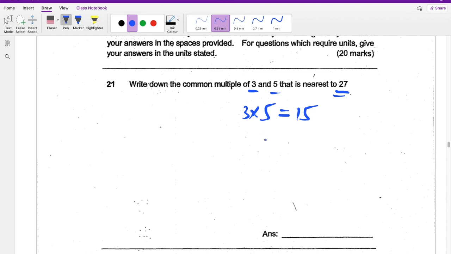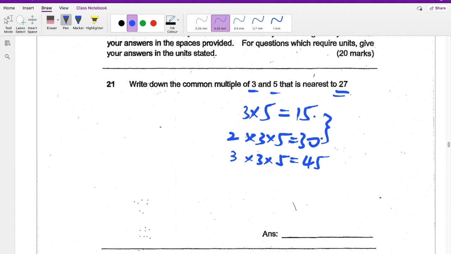So what is the next multiple of these two? We can multiply by 2, the minimum, times 3 times 5, which is 30. We see that 27 is between 15 and 30, so we don't have to calculate any more multiples. Which number is closer? 30 is closer. 30 minus 27 is only 3, but 15 has a difference of 12. So the answer is 30.